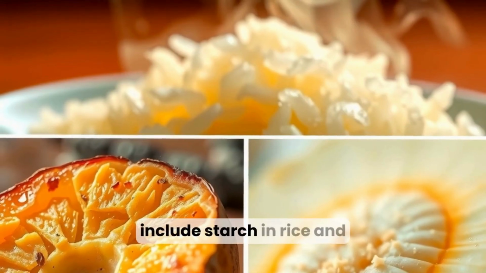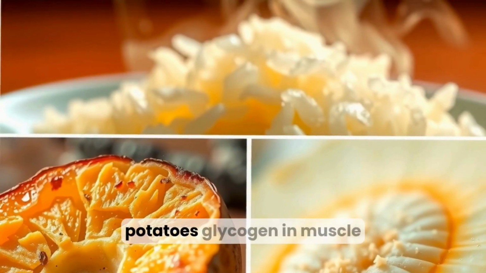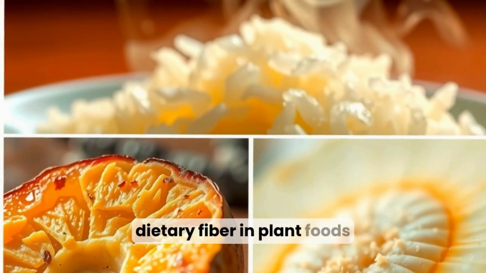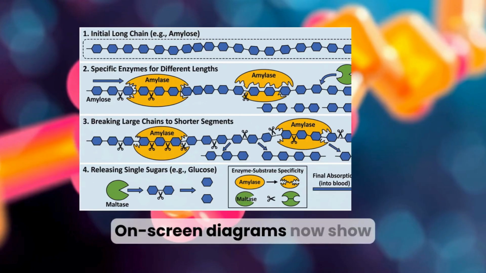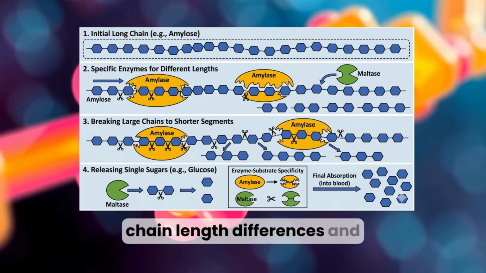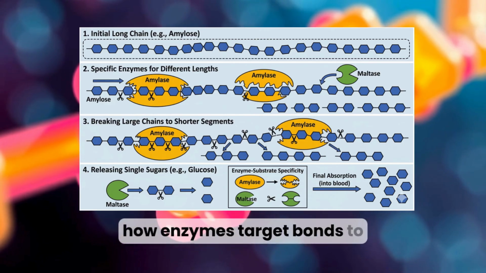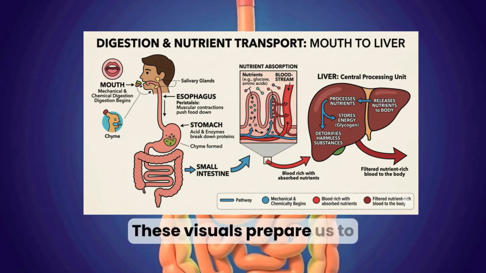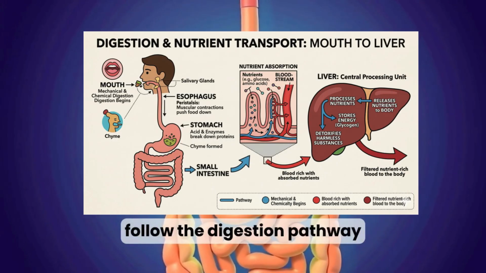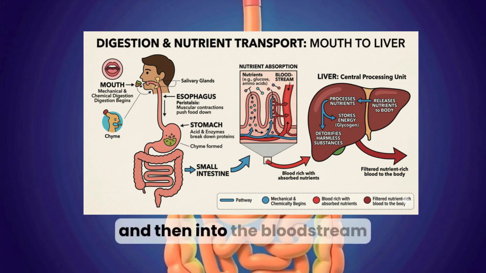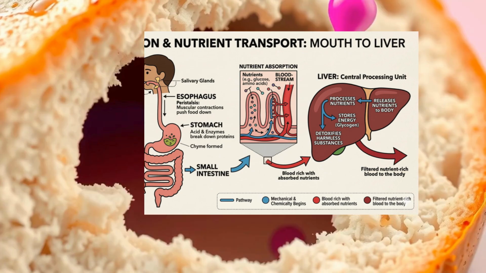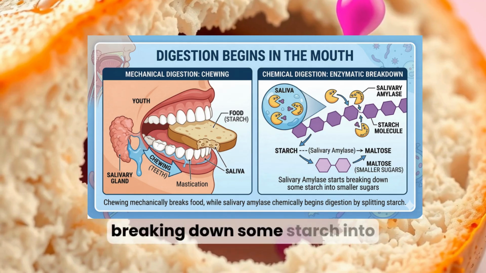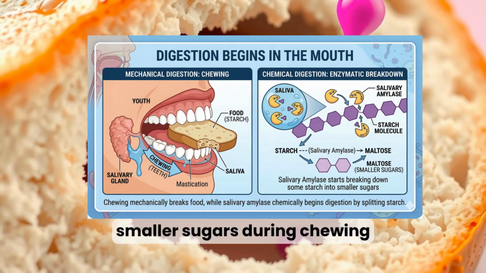Polysaccharide examples include starch in rice and potatoes, glycogen in muscle, and cellulose, which acts as dietary fiber in plant foods. On-screen diagrams now show chain length differences and how enzymes target bonds to break larger chains into single sugars. These visuals prepare us to follow the digestion pathway from mouth to small intestine and then into the bloodstream and liver. Digestion begins in the mouth, where salivary amylase starts breaking down some starch into smaller sugars during chewing.